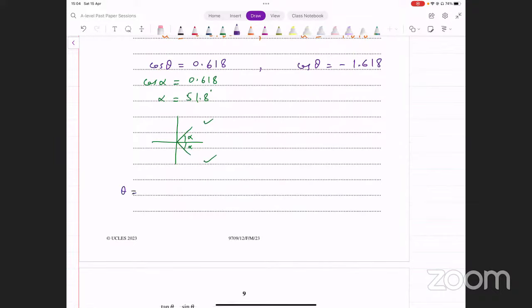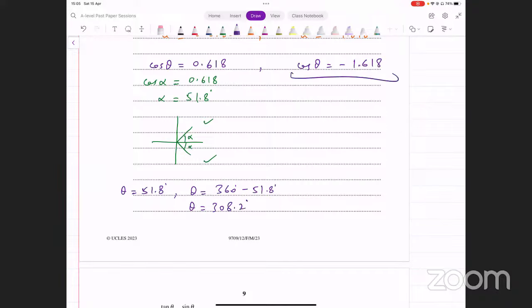Theta is either equal to 51.8 degrees or theta is equal to 360 minus 51.8 degrees, and this gives me 308.2 degrees. So these are two answers that I'm getting. Now let's solve the other equation as well, and let's see what we get from this.